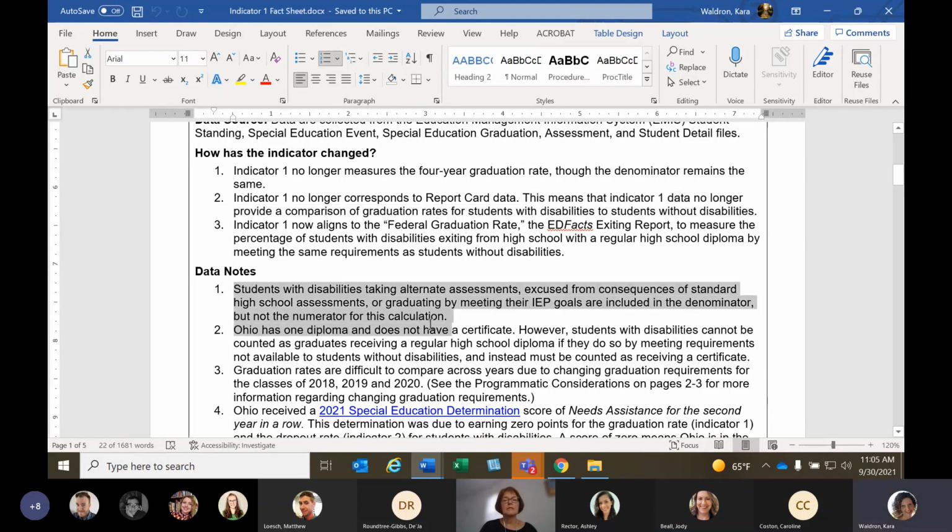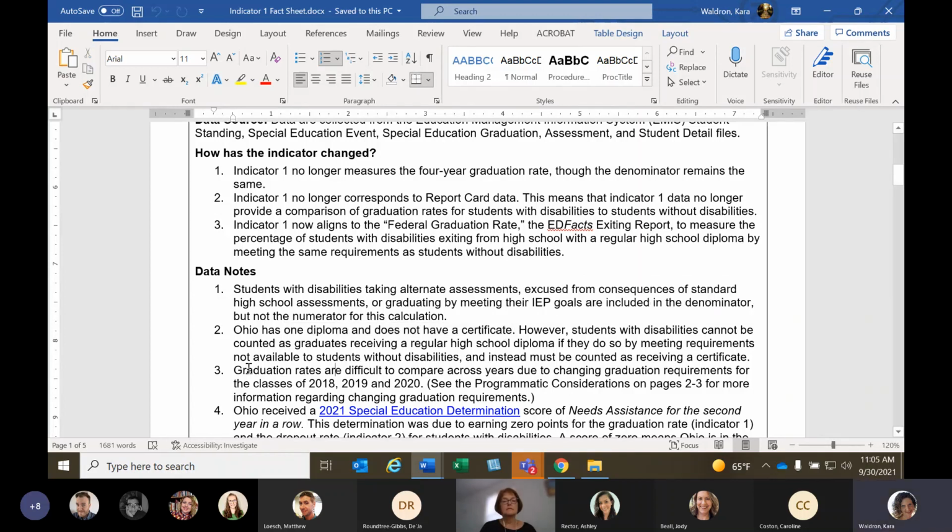So as I mentioned, those primary pathways by which our students tend to graduate by modified requirements in Ohio, those students with disabilities are included in the denominator for this calculation, but we can't count them in the numerator. We have to count them in the certificate bucket, even though we don't have a certificate. In Ohio, we have a diploma, a standard diploma, but nonetheless, that's how we have to count them for the reasons I talked about.